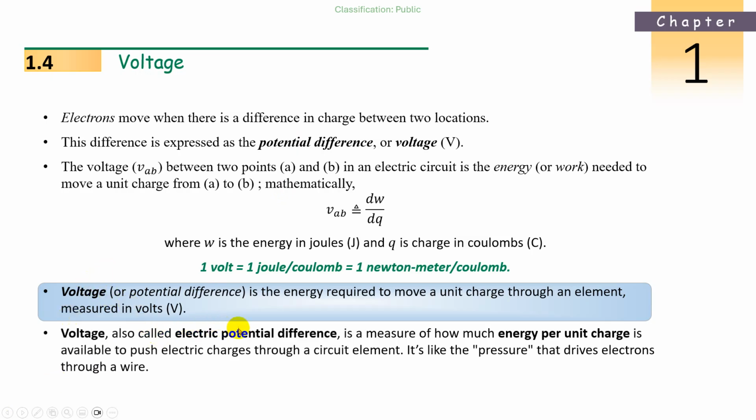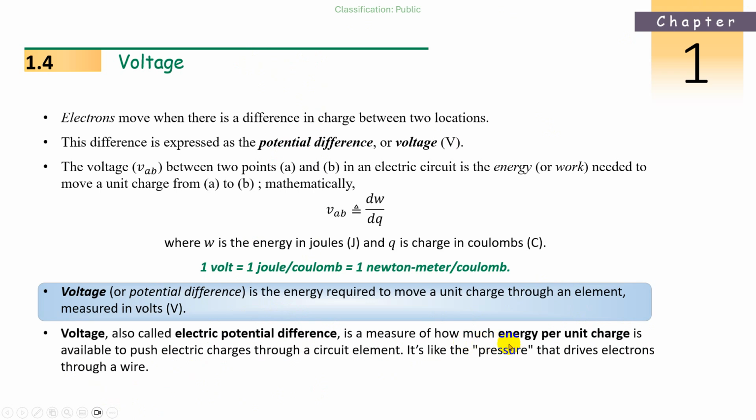Voltage is also called electric potential difference. It is a measure of how much energy W per unit charge is available to push electric charges through a circuit element.